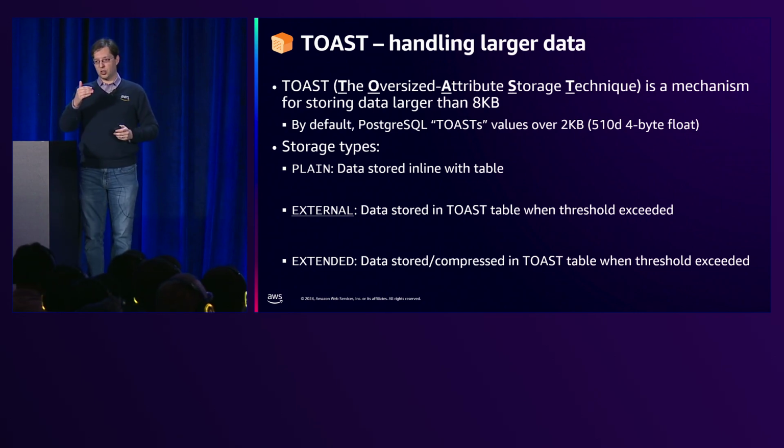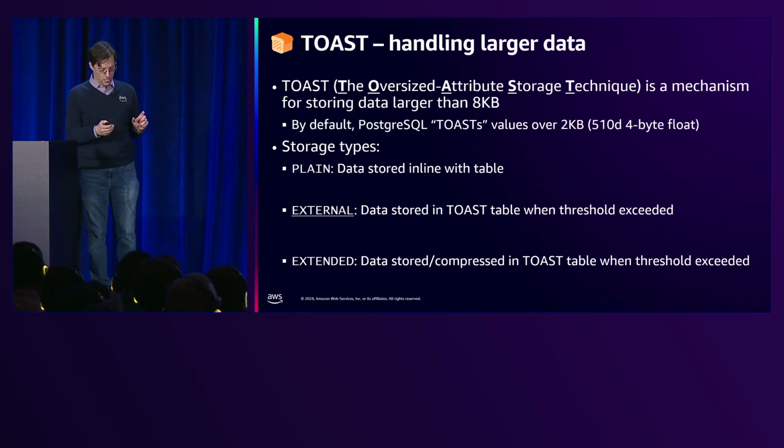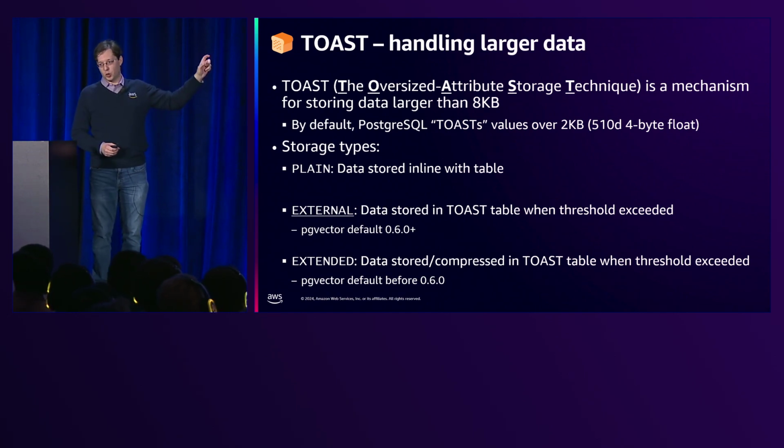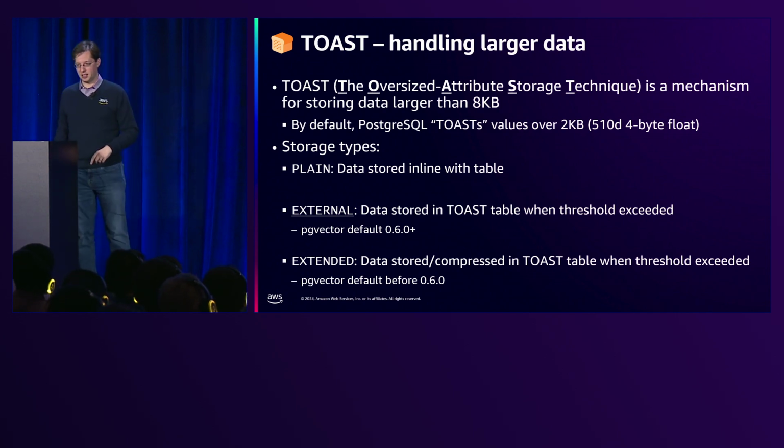External and extended say, store the vector in the Toast table, which after 2 kilobytes in size, it's going to do by default, unless you adjust that threshold. Now, since pgvector 0.6, pgvector defaults to using external, which basically means store it in that separate table and don't compress it. Otherwise, we're wasting cycles trying to compress something that we can't compress.